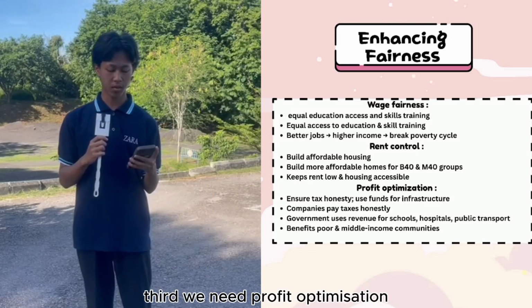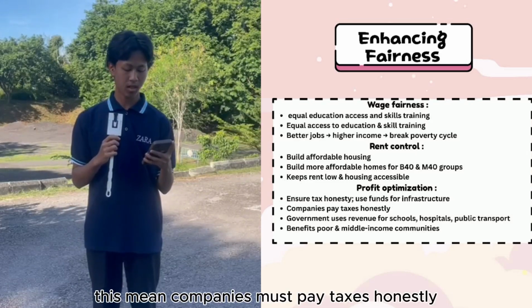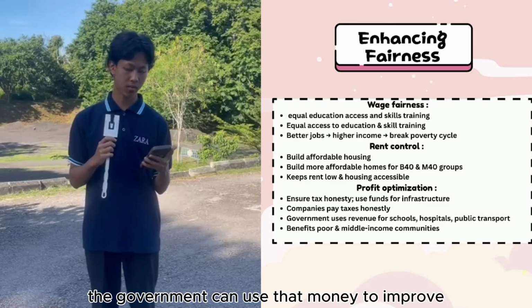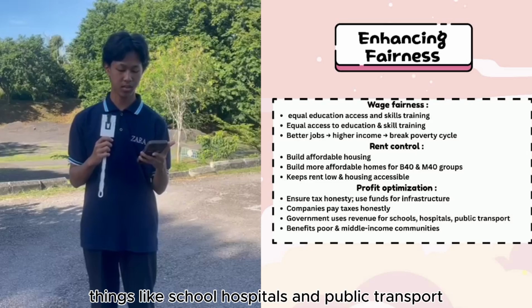Third, we need profit optimization. This means companies must pay taxes honestly. When they do, the government can use that money to improve things like schools, hospitals, and public transport.